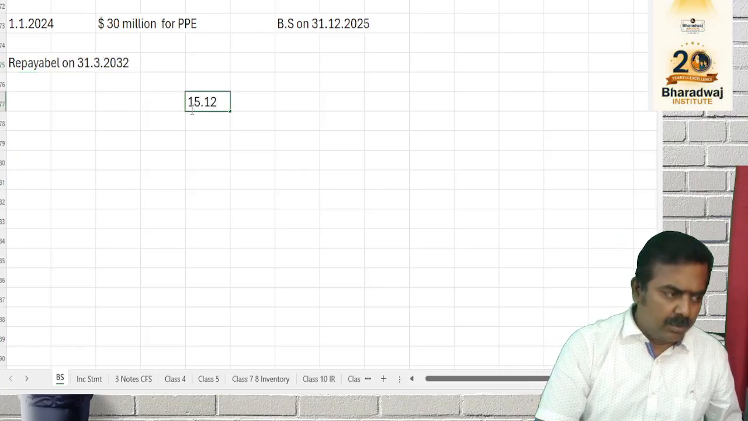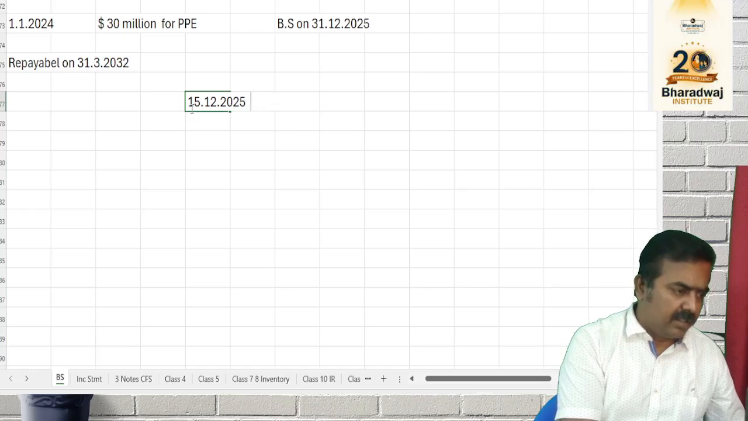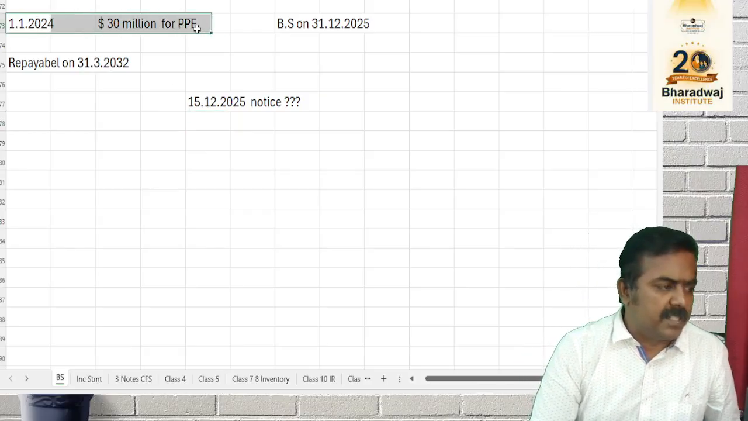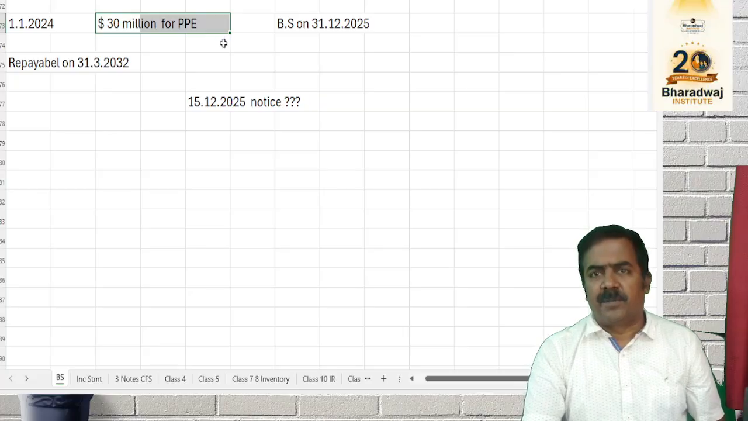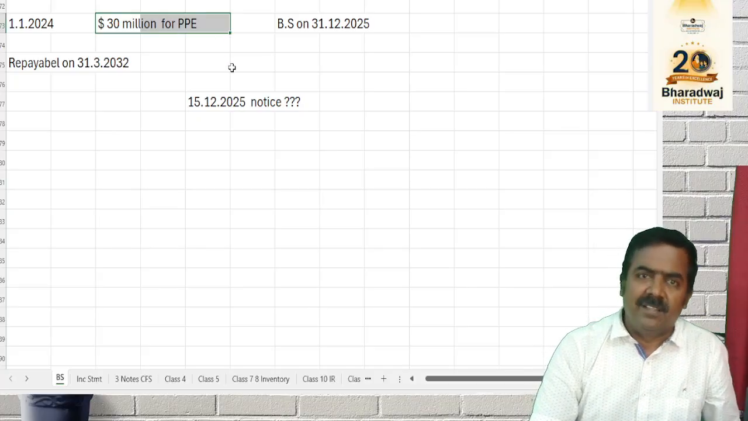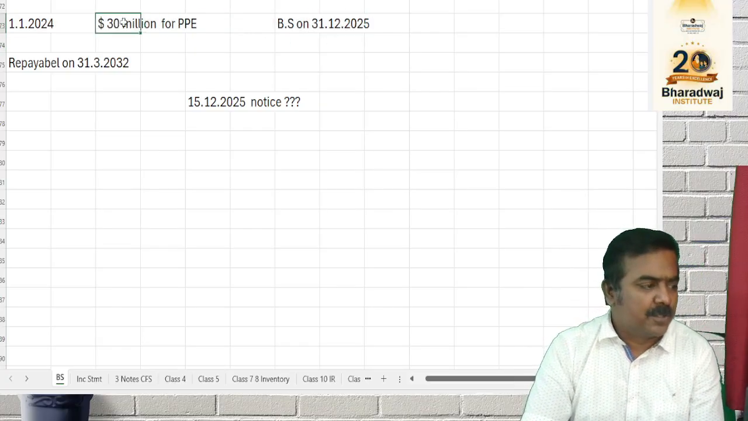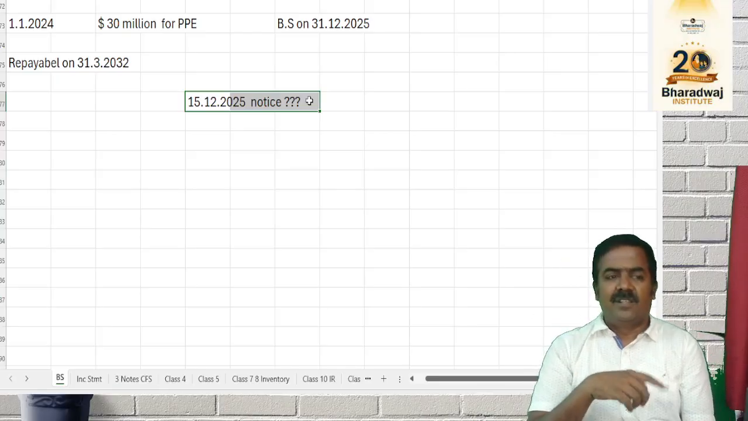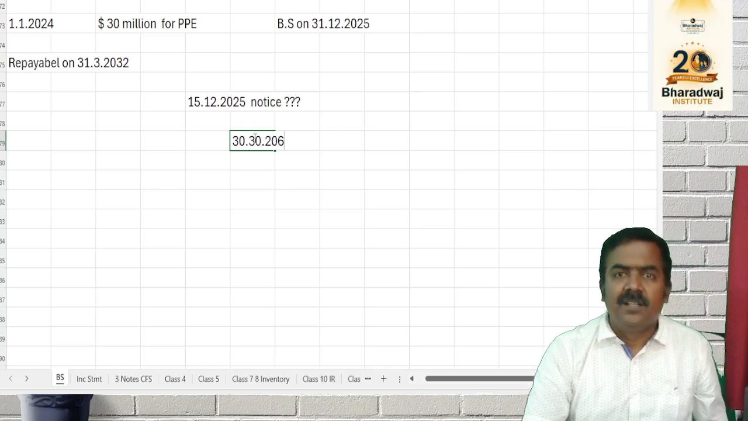On 15/12/2025, the bank sent a notice. What notice? The bank said you borrowed the money, 30 million, for purchasing plant property equipment, but you didn't use the money for that purpose. You used it for repairing the plant or buying some other property. The purpose was to buy PPE, but you have not purchased. So the bank sent a notice that you violated the condition. Repay the loan within 30th March 2026.